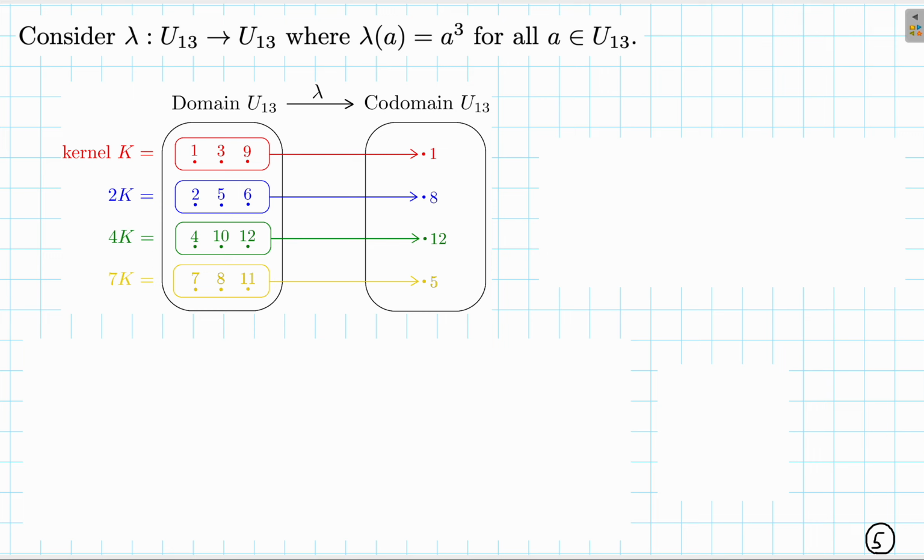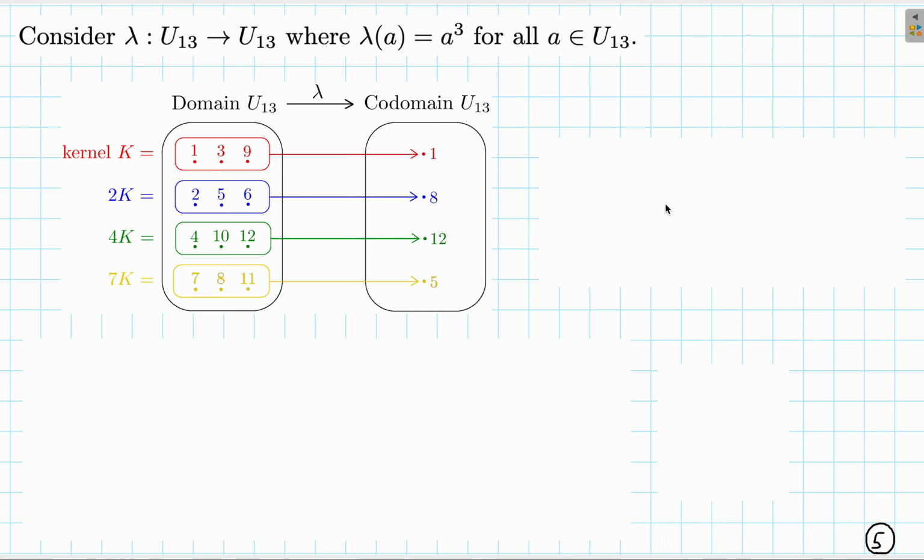Let's revisit our homomorphism lambda and its visual representation that's in front of us. Now, there are several groups happening here, but I'd like to focus on a couple of them. One of them is U13 mod k, the quotient group, that contains 4 elements or 4 cosets, namely k, 2k, 4k, and 7k. The other group is the image of lambda, which also contains 4 elements, 1, 8, 12, and 5.